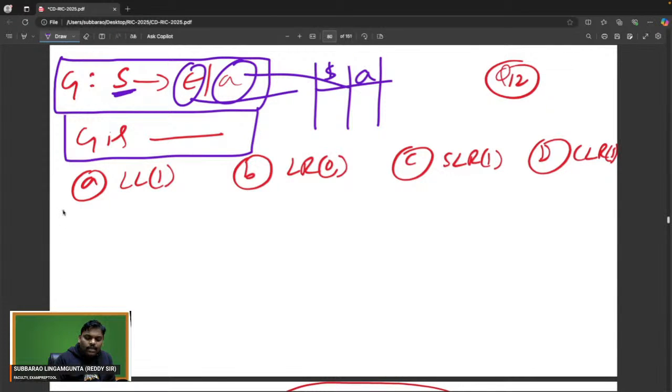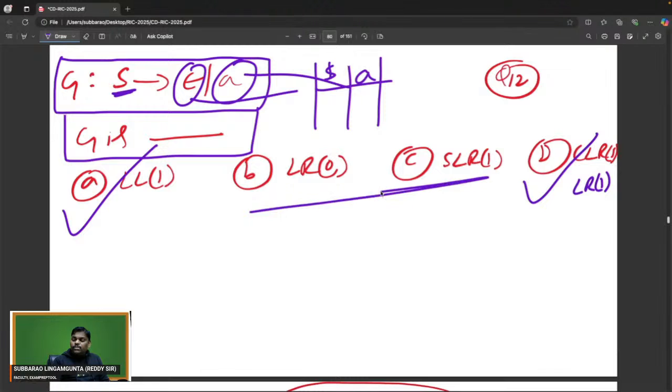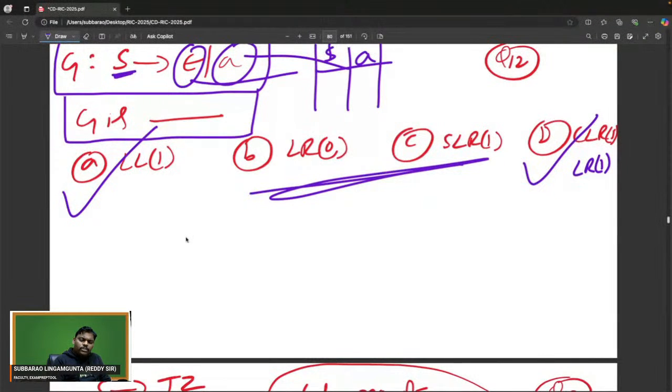I think it is LL1. LL1 means LR1 also. When you say LL1, it is LR1 also. You know very well how to verify whether it is LL1 or not. Now, what about the other options? You have to check. Let me check roughly.